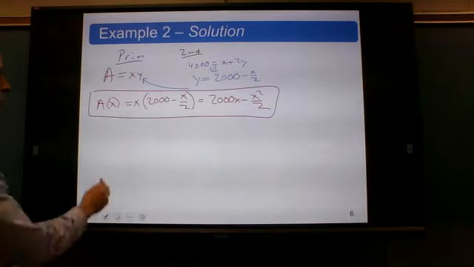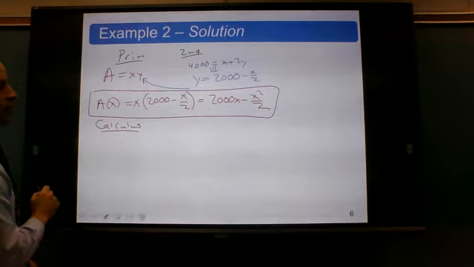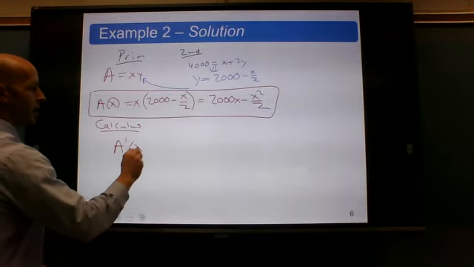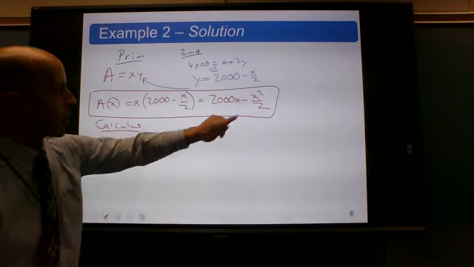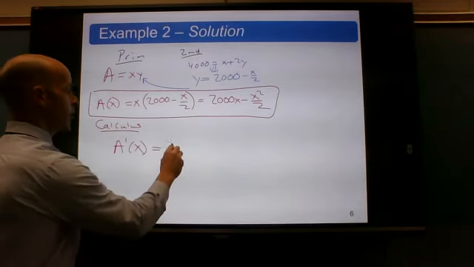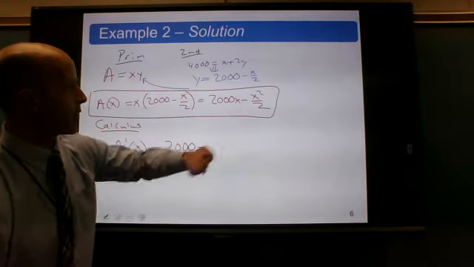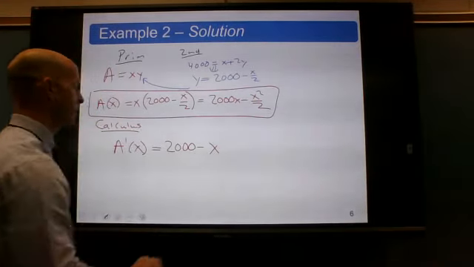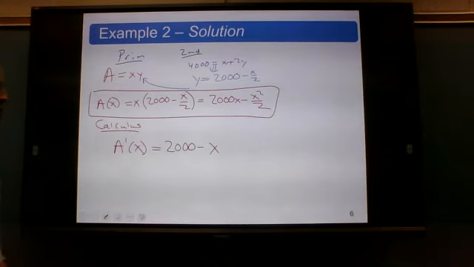So now we're going to start doing the calculus, and I'm going to find the derivative. The beautiful thing is that this derivative is actually easier than the last one. Using our basic rules for differentiation, you're going to get 2,000, and then the derivative of x squared over 2 turns out to just be x. So A prime of x is equal to 2,000 minus x.